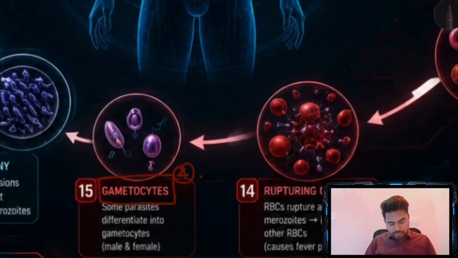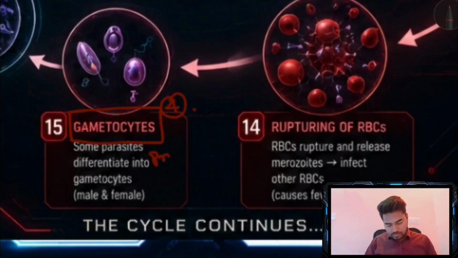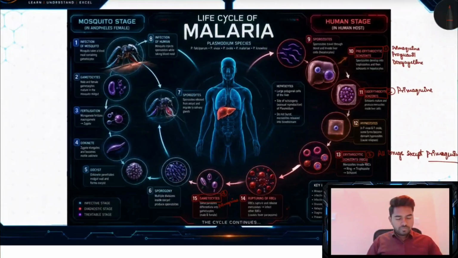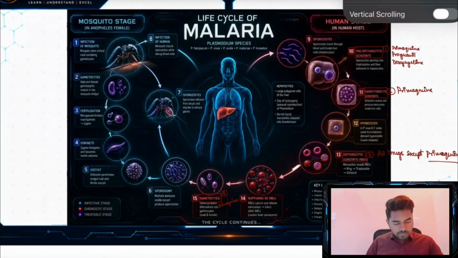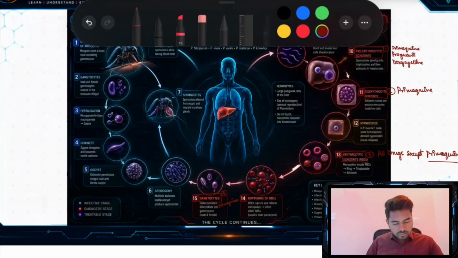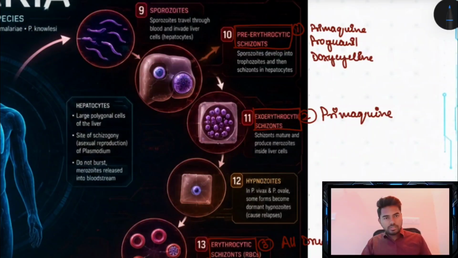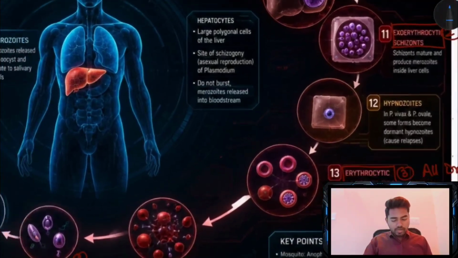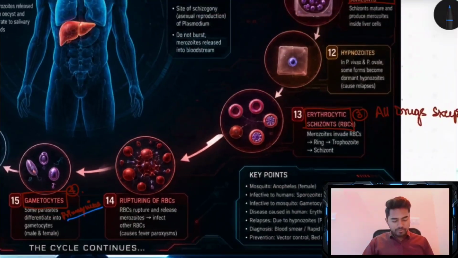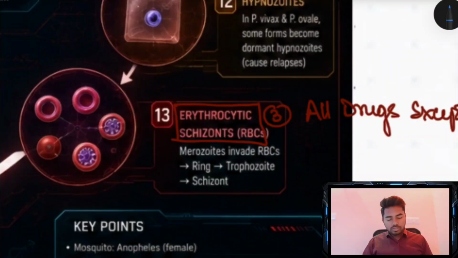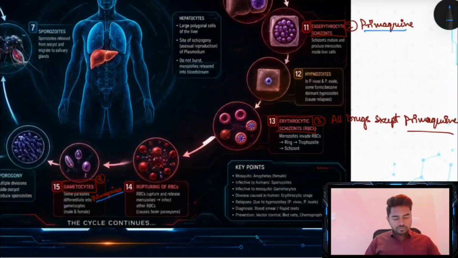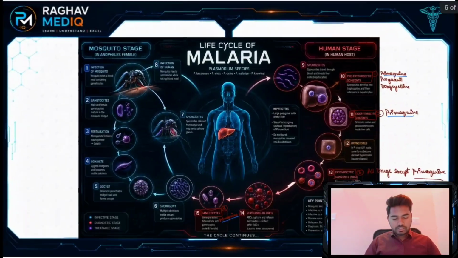Then to kill gametocytes, we'll use again primaquine. Please note here, guys. To kill pre-erythrocytic stage, we'll use primaquine. To kill exoerythrocytic stage, we'll use primaquine. And to kill gametocytes also, we'll use primaquine. But for erythrocytic stage, we don't use primaquine. Next.